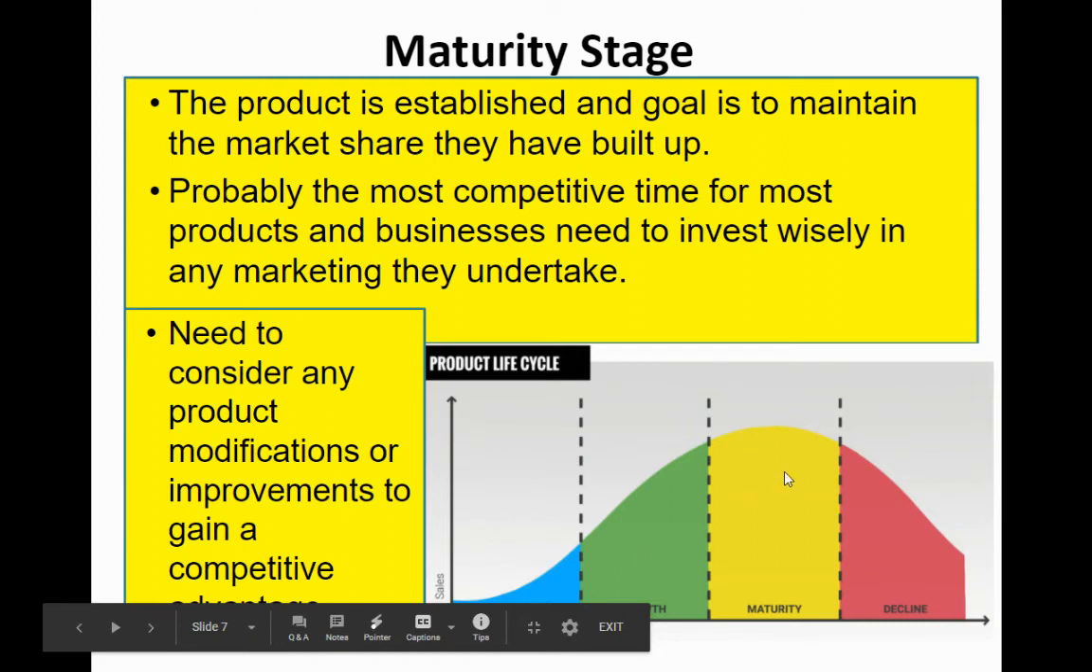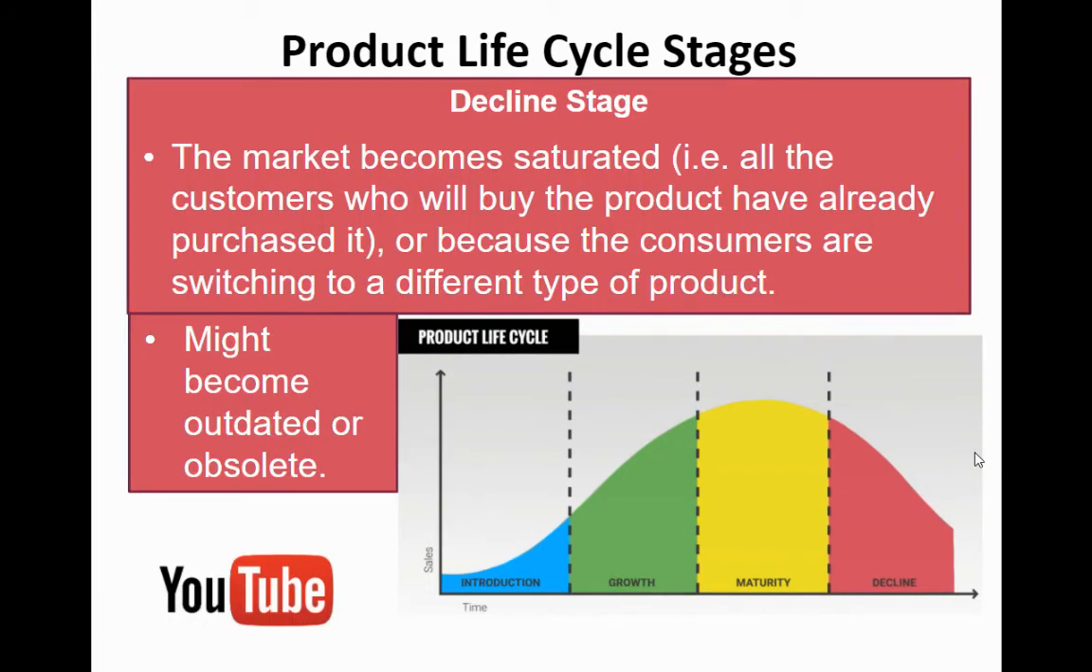So that's the whole goal in maturity, is to keep that market share by keeping your product viable and keeping it up to date. If you don't do that and you aren't able to keep your product in the maturity stage, then it's going to go into the decline stage. And that's where the market has just become saturated with a bunch of different competitors. All the customers who are going to buy your product have already bought it, and they're not going to rebuy it because maybe it's outdated technology or it's just not a product that matters anymore.